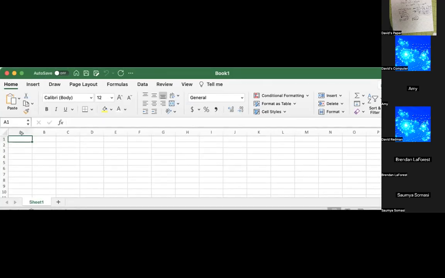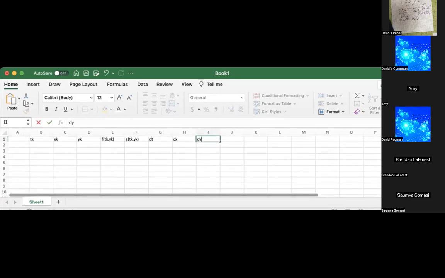Let's fill this in. Each step will be called K, and then there'll be a TK, an XK, a YK, and then the two functions, F of TK, YK, and G of TK, YK. This is not a wrong thing to do with our time right now, because you can imagine you're going to do this on an exam. I'm just doing column headers. I'm not writing formulas right now. Then there'll be a delta T, DT, DX, and DY. So these will be my column headers.